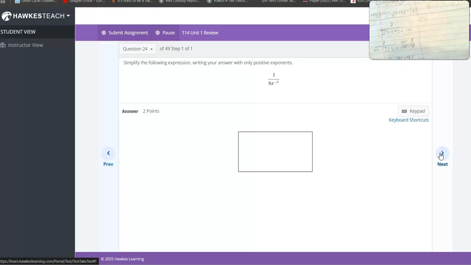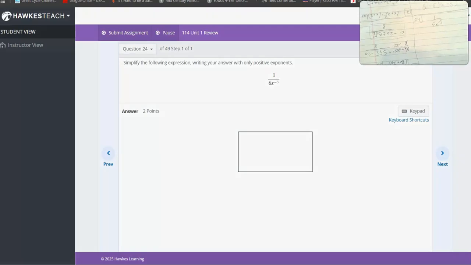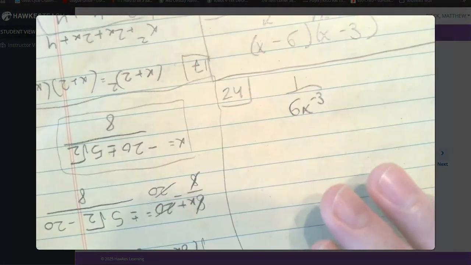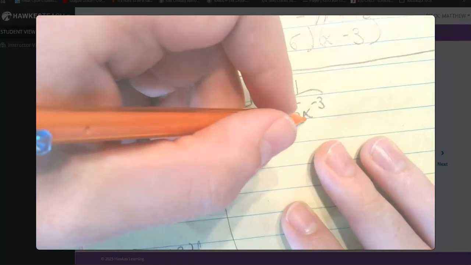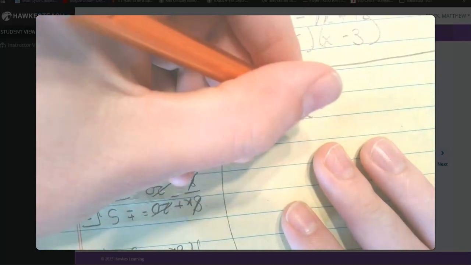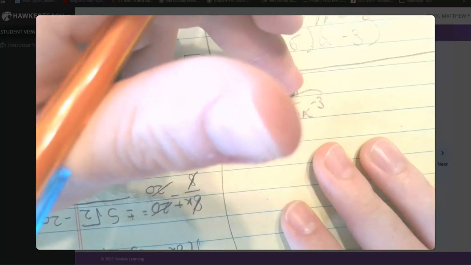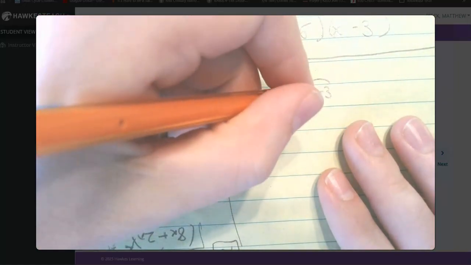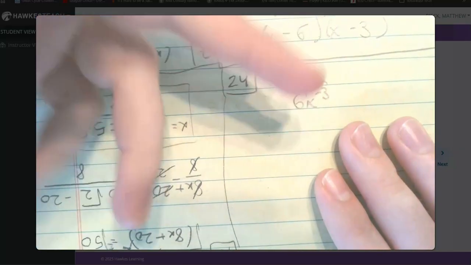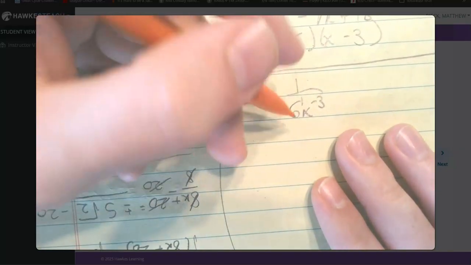All right, so the next one says simplify the following expression, writing your answer with only positive exponents. So you have 1 over 6x to the negative 3. All right, so again, we want to write this as positive exponents. So again, you can move one of your, or in this case, both of your terms. But in this case, this is 6 to the first, so this already has a positive exponent. So we don't want to mess with the 6 at all.